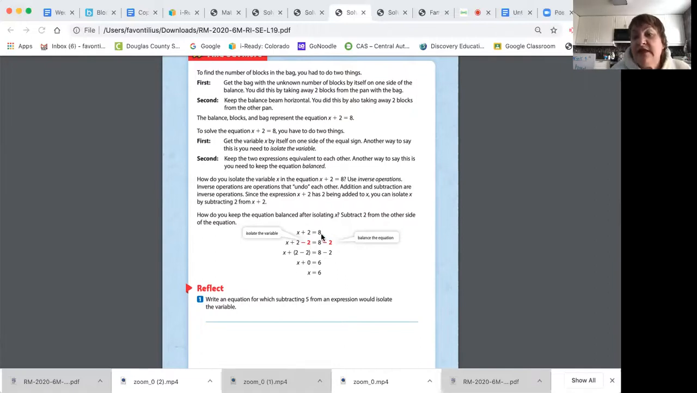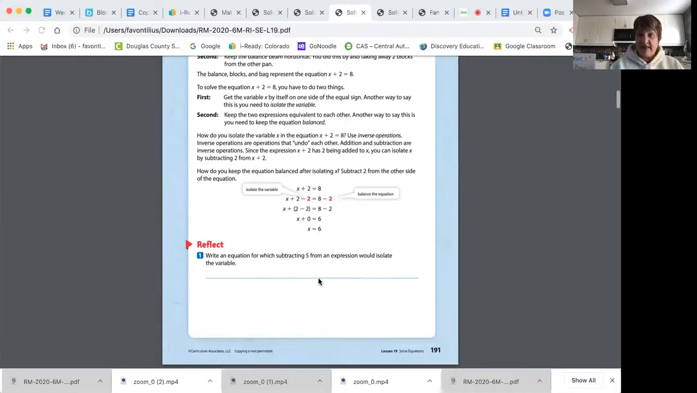And boys and girls, it's really important not to skip these steps. When you get into more advanced algebra solving equations, your teachers will want you to show all the steps. I'm guessing in your head, you did all of these steps, and you realize that x plus 0 equals 6, or x equals 6.